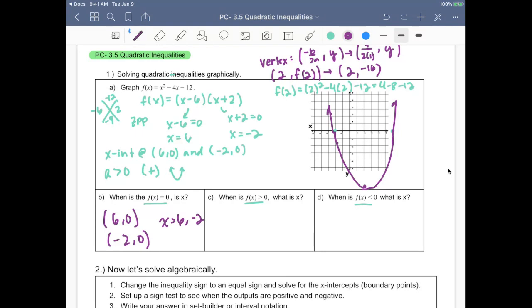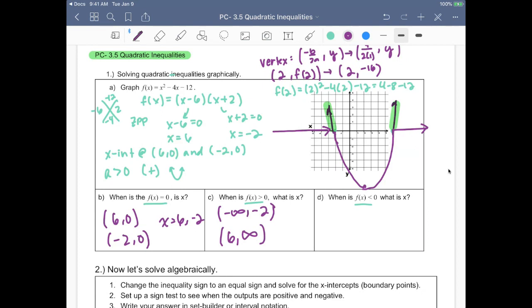When is f of x greater than 0? f of x is greater than 0 when it's above the x-axis. So we have two sections, so we have to write two inequalities. What's the domain of these green parts? On the left, it would be from negative infinity to negative 2, not including negative 2 because at negative 2 it's 0, and on the right from 6 to infinity.